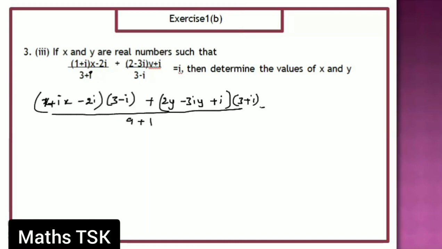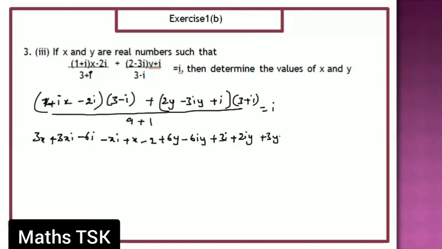Is equal to i. Then 3xi minus 6i, then minus xi, minus of minus i square means plus x, then plus 2i square becomes minus 2. When you multiply with this, 3 into 2 is 6y minus 6iy plus 3i, multiply with i, 2iy, and then plus 3y minus 1, by this is nothing but 10i. I multiply this here, 10i.